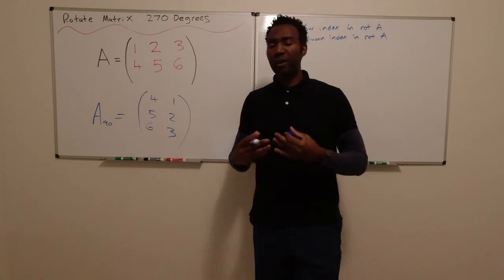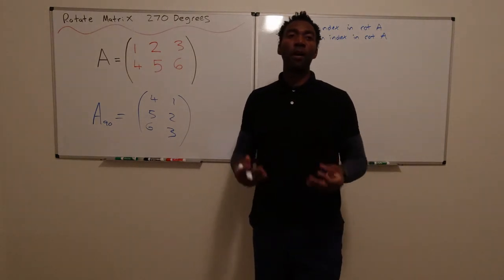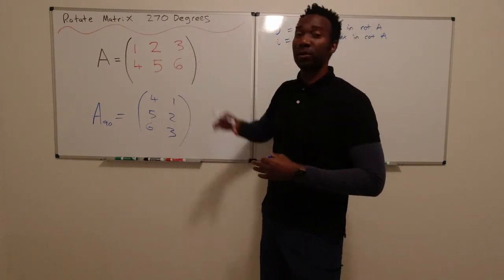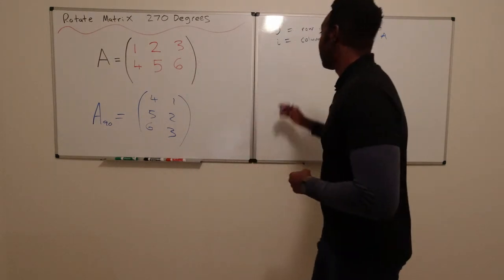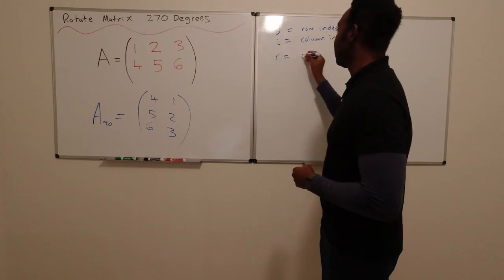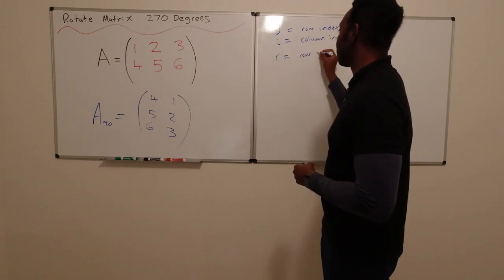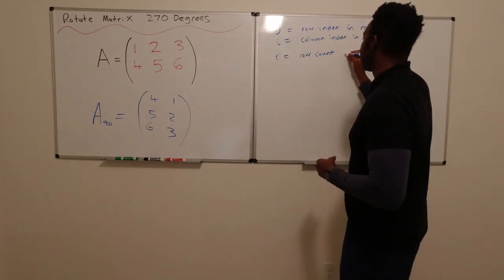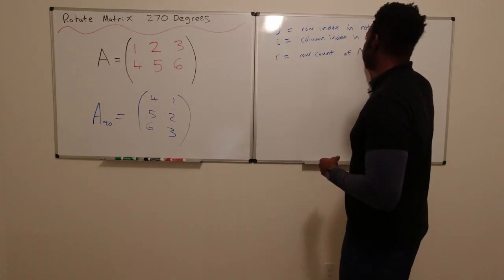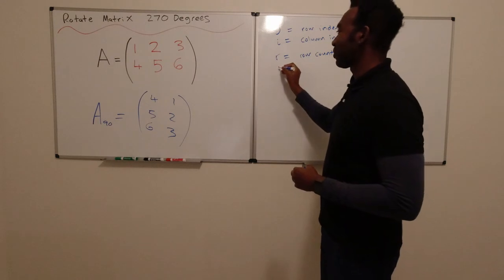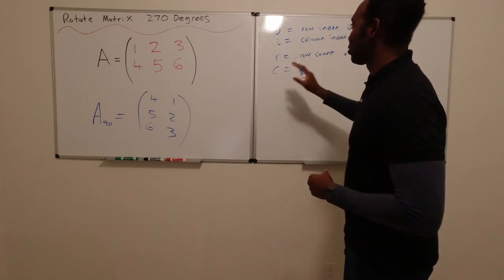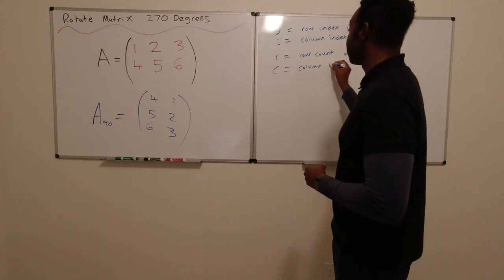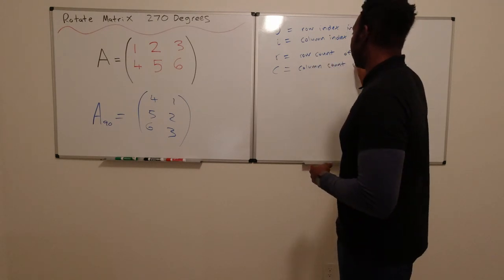Another variable that's very beneficial to define is R. R is going to represent the row count in our original matrix or array. So R is going to be the row count, so the number of rows in our original array. So the row count of A. And then also in a similar fashion, we have C, which represents the column count of A.